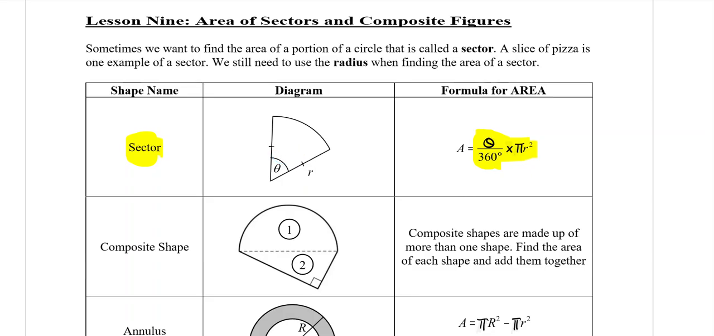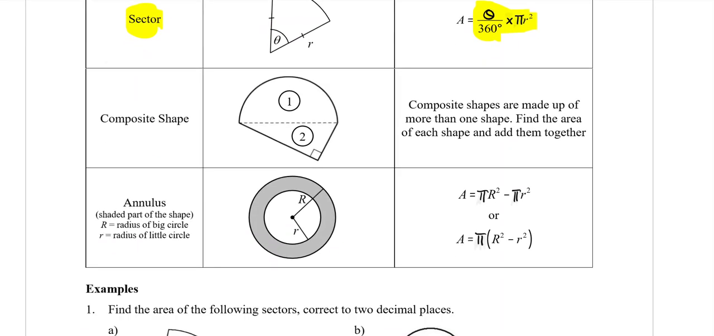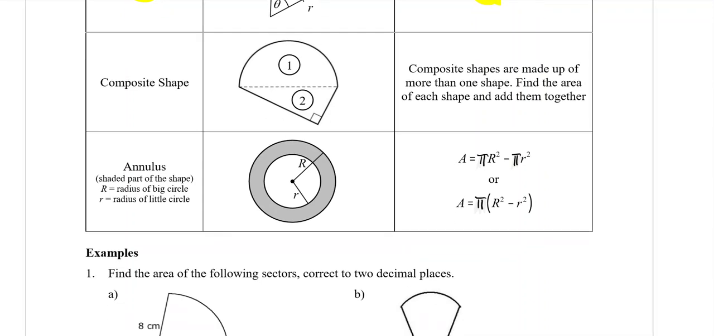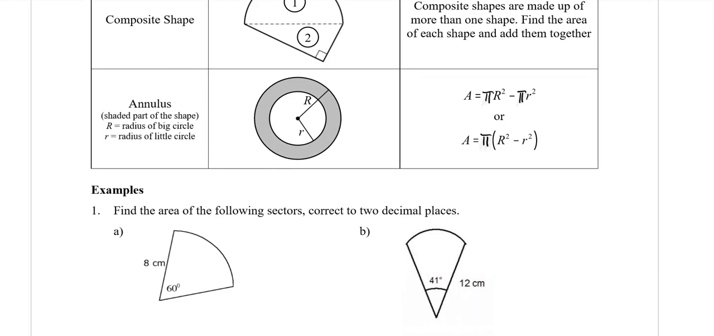We may, in this section, have some composite shapes. We've done this with rectangles and straight-sided shapes before, but we're going to have some circular pieces in there too. So we'll be adding some shapes together or maybe subtracting them. A special type of composite shape is an annulus. It has its own special name for one circle being cut out of another circle.